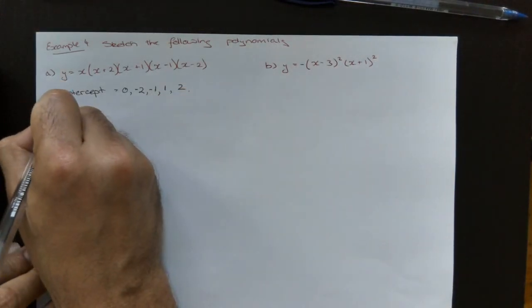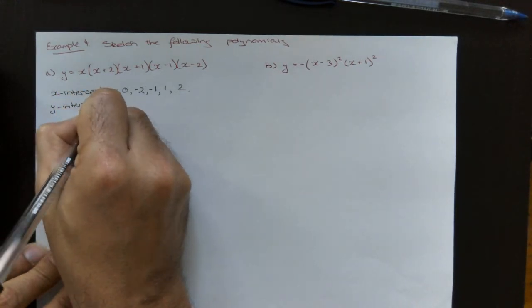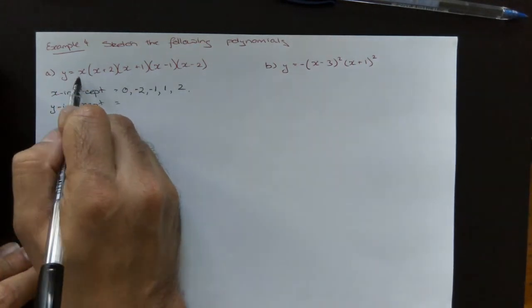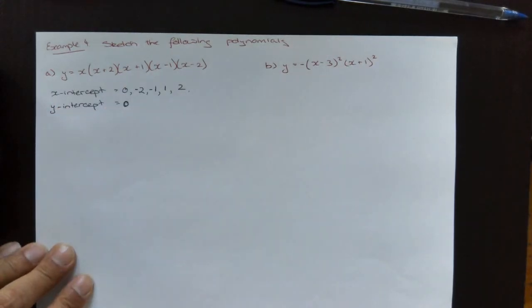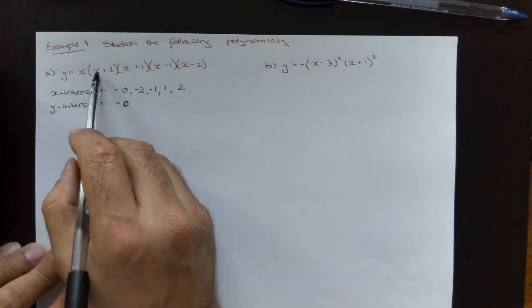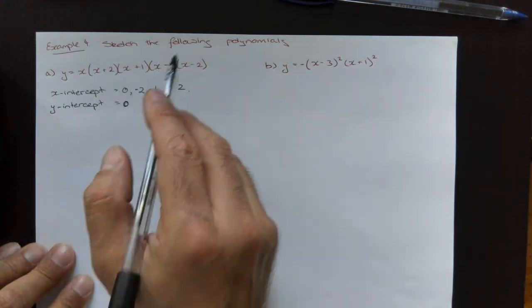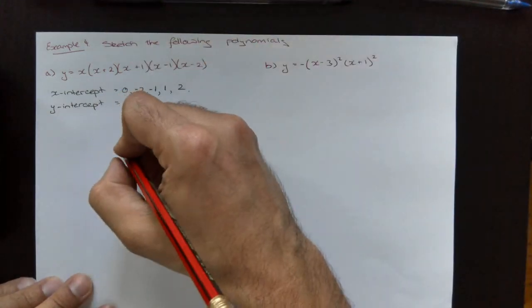If we want to find the y-intercept, we'll set all x's to 0, and if that's 0, the whole thing becomes 0. So the y-intercept is going to be 0. We've got 1, 2, 3, 4, 5. So this is going to be a polynomial of degree 5. I'm just going to sketch it.